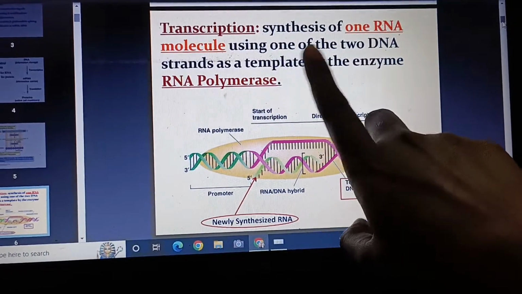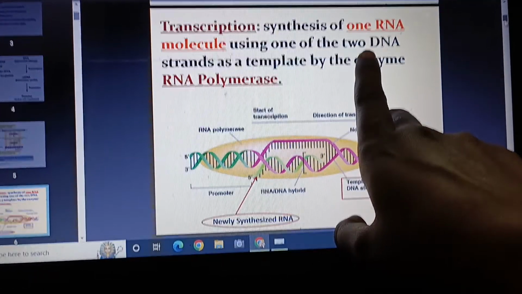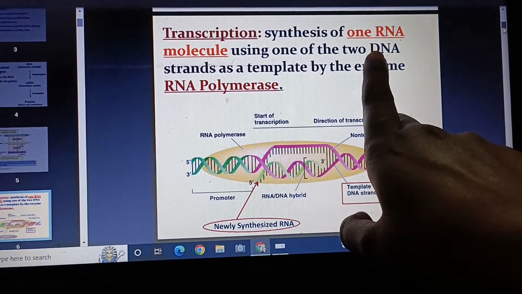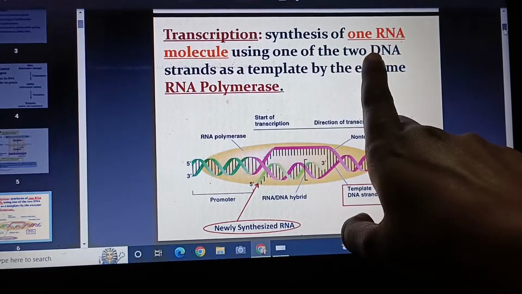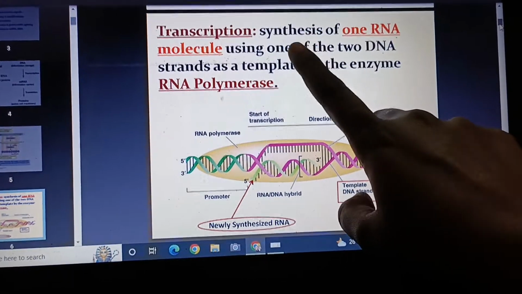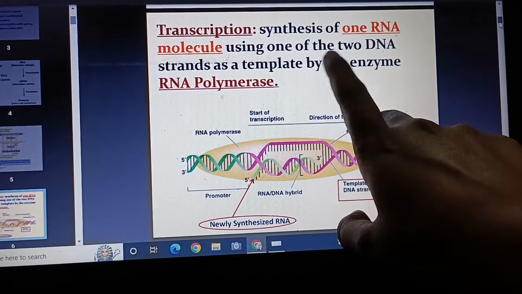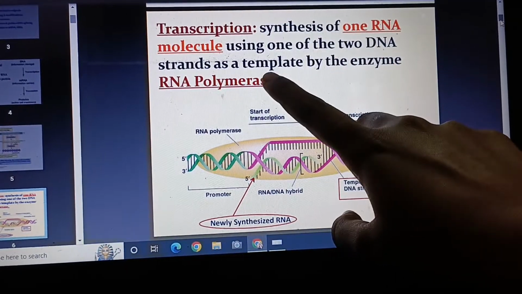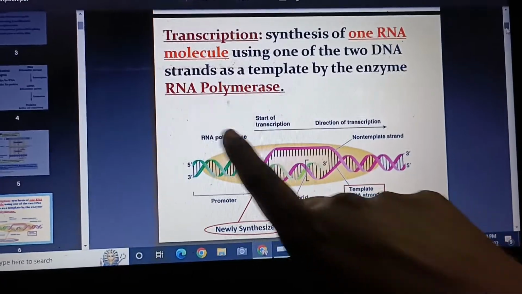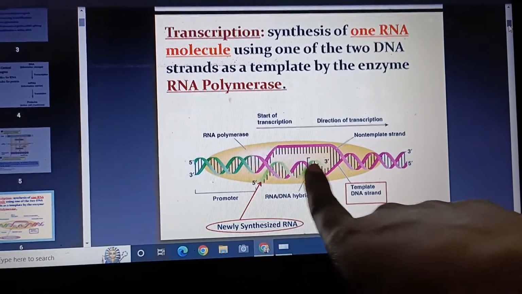As we all know, our DNA is a double-stranded molecule. From the double-stranded DNA, we are going to synthesize a single-stranded RNA. So, synthesis of one RNA molecule using one of the two DNA strands as a template by the enzyme RNA polymerase. Okay, see the diagram.